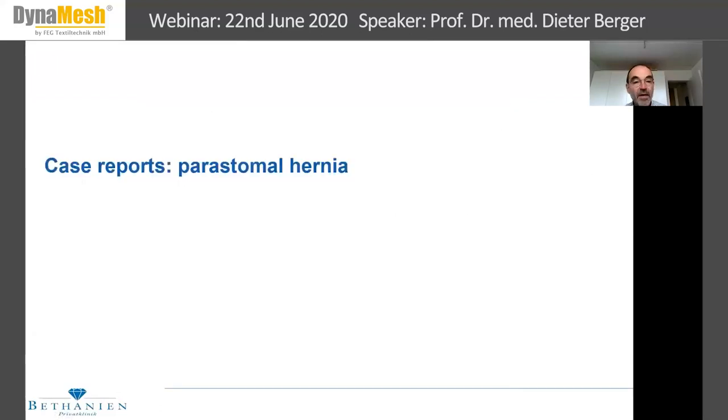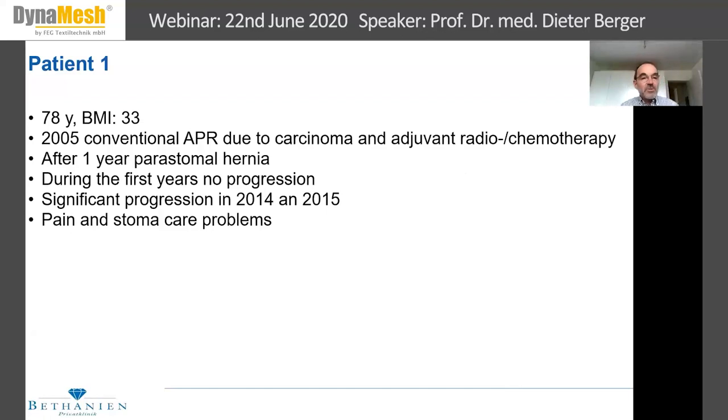I'm sorry. So the first patient, 78 years old, BMI 33. The patient had a conventional APR due to ductal carcinoma and adjuvant radiochemotherapy. At that time, preoperative radiochemotherapy was obviously not generally used in Germany. He developed the parastomal hernia after 1 year. During the first years, there was no progression, but in the last years until the repair, there was quite a progression. The hernia was growing, and the patient described pain and really severe and disabling stoma care problems.